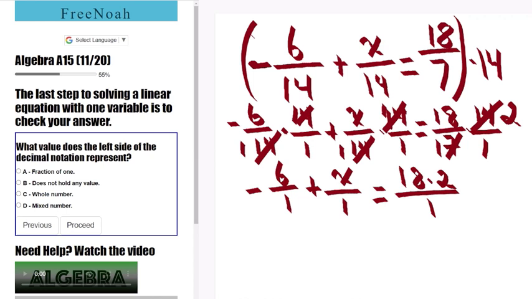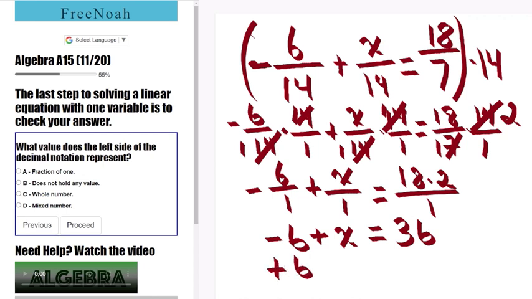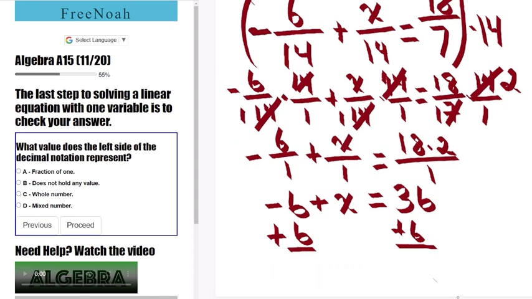All right, let's clean this up here. So negative 6 over 1, well, that's just negative 6, plus x over 1, well, that's just x, equals 18 times 2, well, that's going to give us 36 over 1, and 36 over 1 is simply 36. So now let's add 36 on both sides of the equation here, isolating the x, and we have x equals 42.